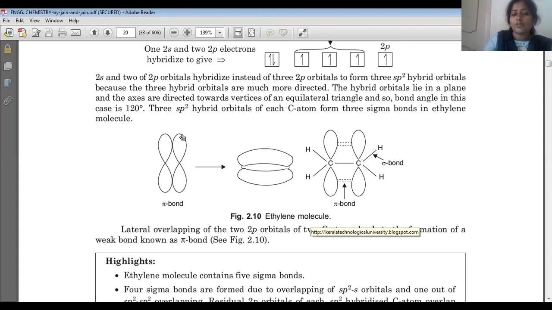Pi bond formation is possible in this direction. Sigma bond formation is on the axis. So that's why a sigma bond is called an axial bond. A pi bond is called non-axial, which is not lying on the axis. That's why this bond is called non-axial. So ethylene is the best example for this one.